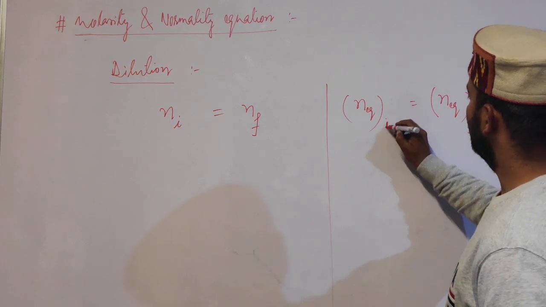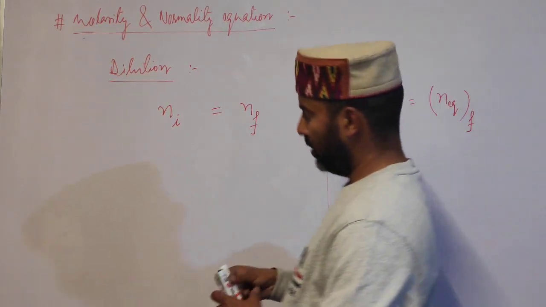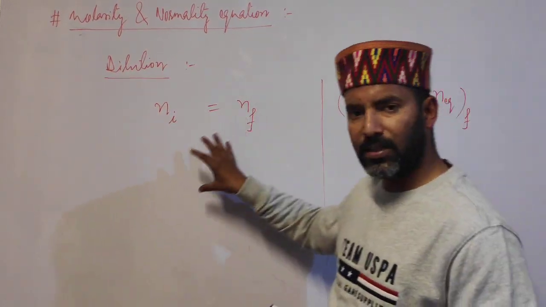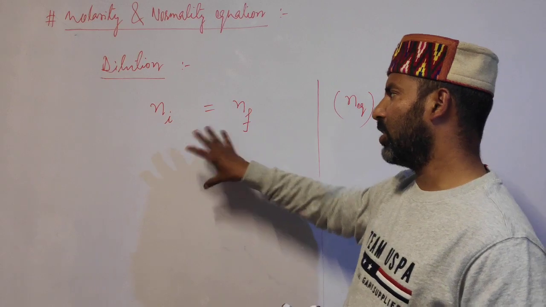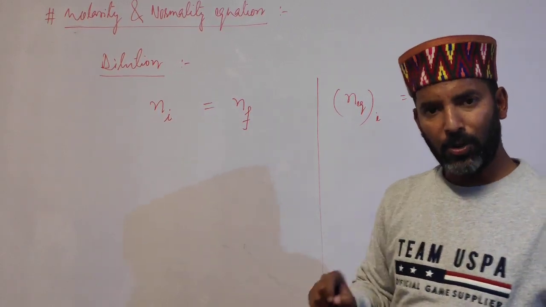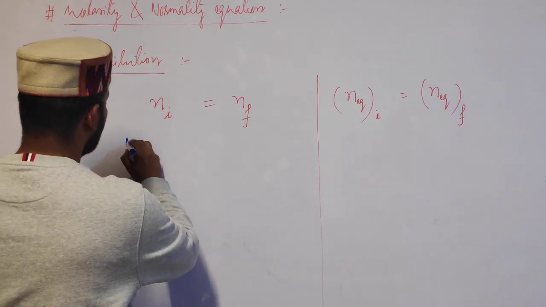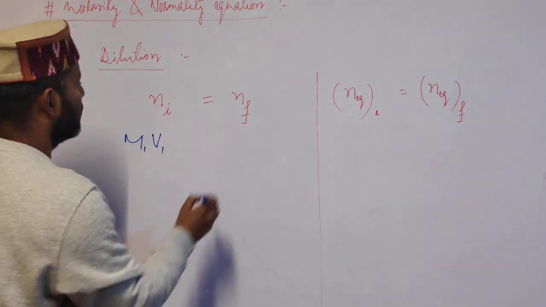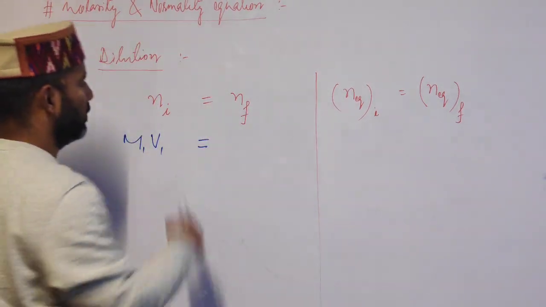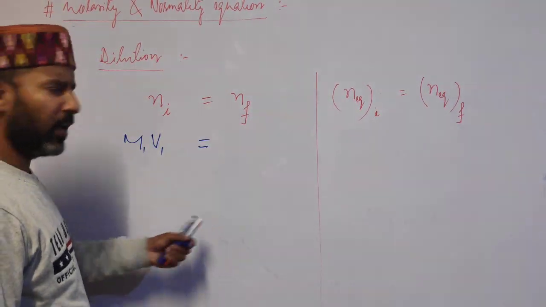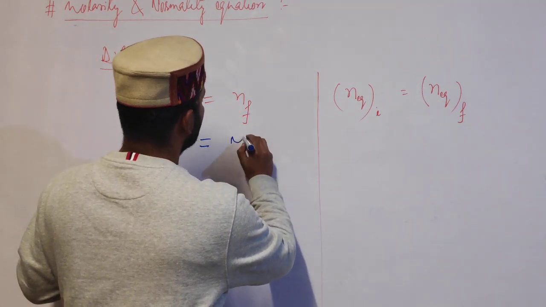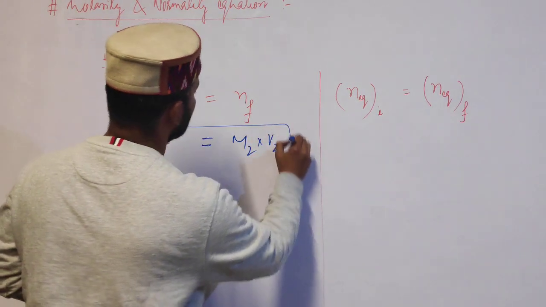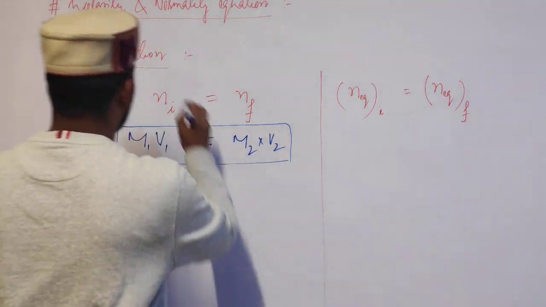Now students, how do we find number of moles? Students, we have learnt this in molarity, that number of moles is equal to molarity into volume. So this will be molarity of initial solution, say M1, and volume of initial solution V1. And how to find number of moles in the final solution? Again, it will be molarity into volume, M2 V2. So this equation, M1 V1 = M2 V2, is called the molarity equation for dilution.